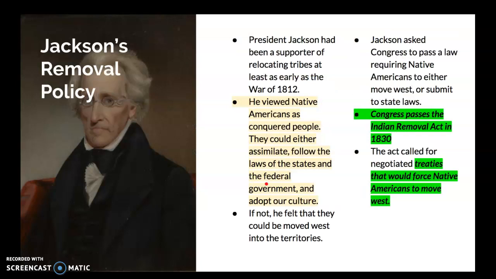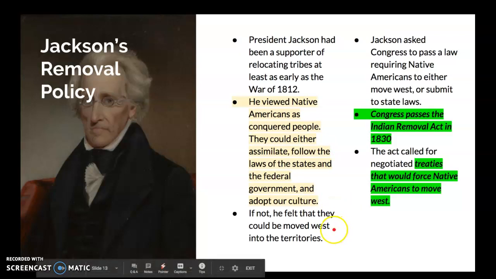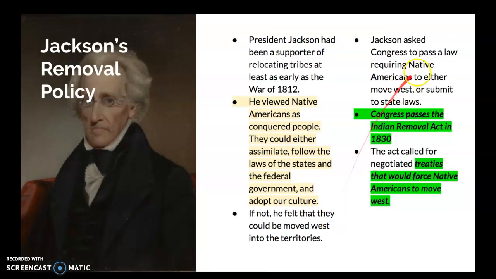So here's what happened. Here's Jackson's removal policy. Jackson had been a supporter of relocating tribes at least as early as the War of 1812. He had to deal with it in the southeastern part of the country back in those days. He viewed Native Americans as conquered people, and his opinion was they could either assimilate, which means, again, to adopt culture, and they could follow the laws of the states and federal government and pursue an American way of life. But if they didn't do that, he felt that they could be moved west into the territories and they shouldn't have too much to say in opposition to that.